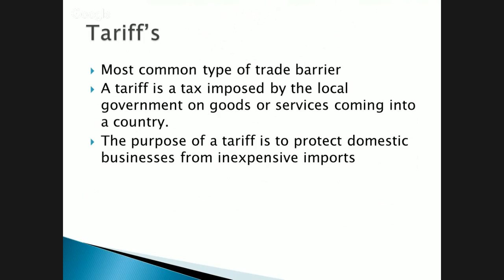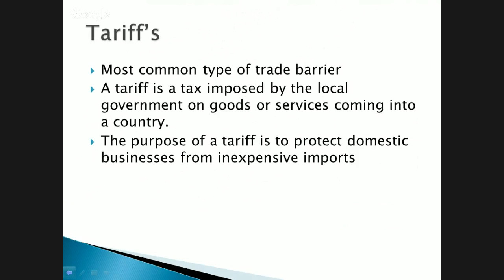So first is tariffs. Tariffs are referred to as the most common type of trade barrier. They affect all of us. It's a tax imposed by the local government on goods or services coming into a country. So essentially tariffs increase the price of imported product or service in the local market. So the purpose of the tariff is to protect domestic businesses from inexpensive imports.